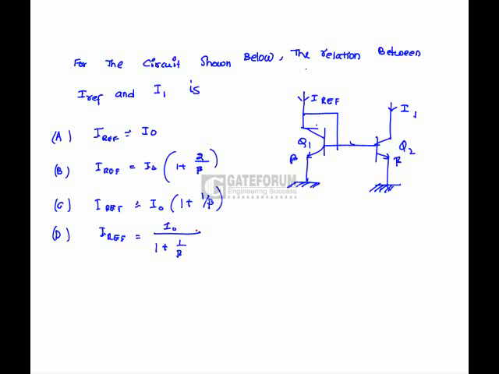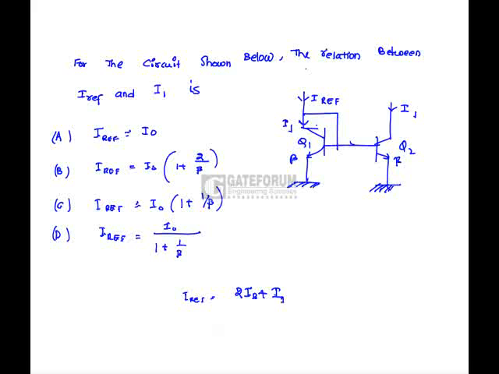In the circuit shown below, the relationship between the reference current as well as the I1. The circuit shown in the figure is nothing but a current mirror. So I reference is nothing but 2IB, because both have this current, and this is nothing but I1 itself. So I reference is equal to 2IB plus I1.